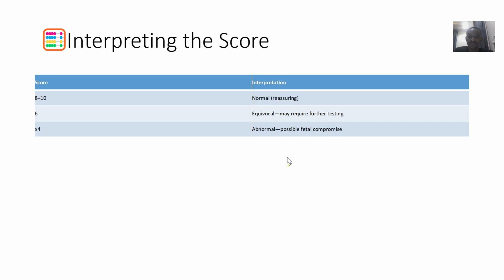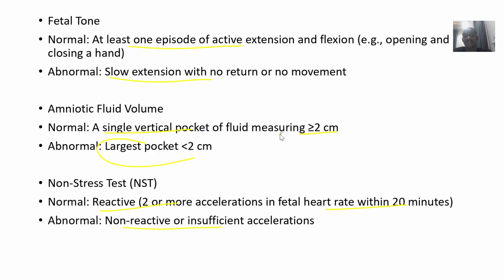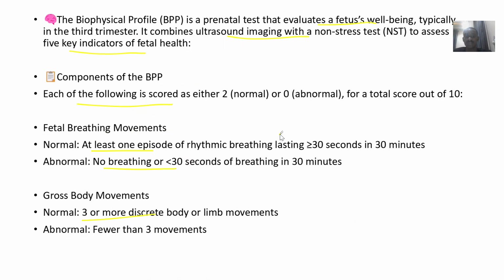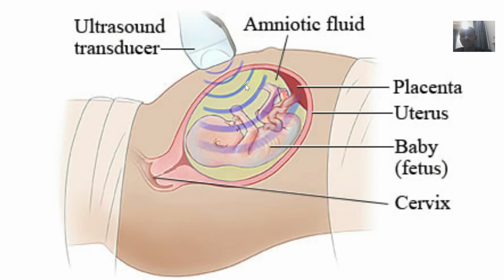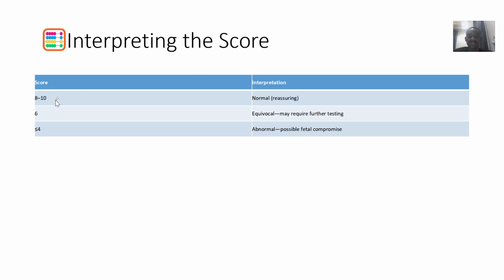Okay. Interpreting scores: after you're done scoring the baby, you give them a score of what? 2 if it is normal or 0 if it is abnormal. We stated this here. All right. There's no 1. It's either 2 or 0. So when you are done, if you add everything, it's just like the baby wrote a test. If you are getting between 8 to 10, that means the baby is normal. It's reassuring. The baby will come out.